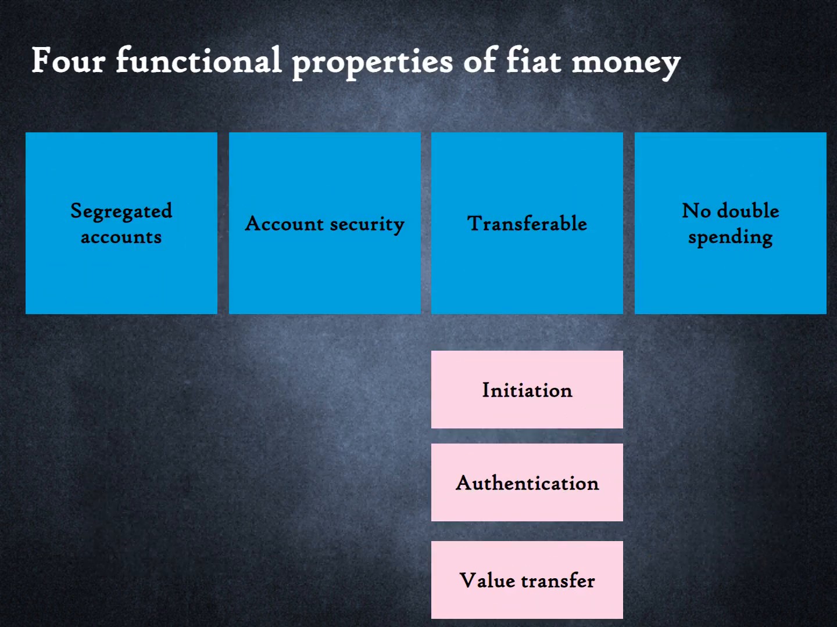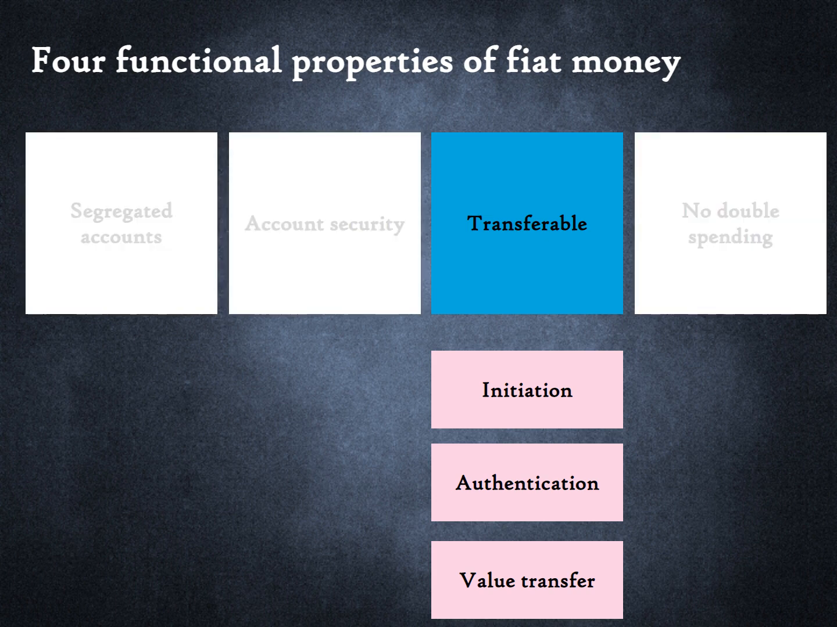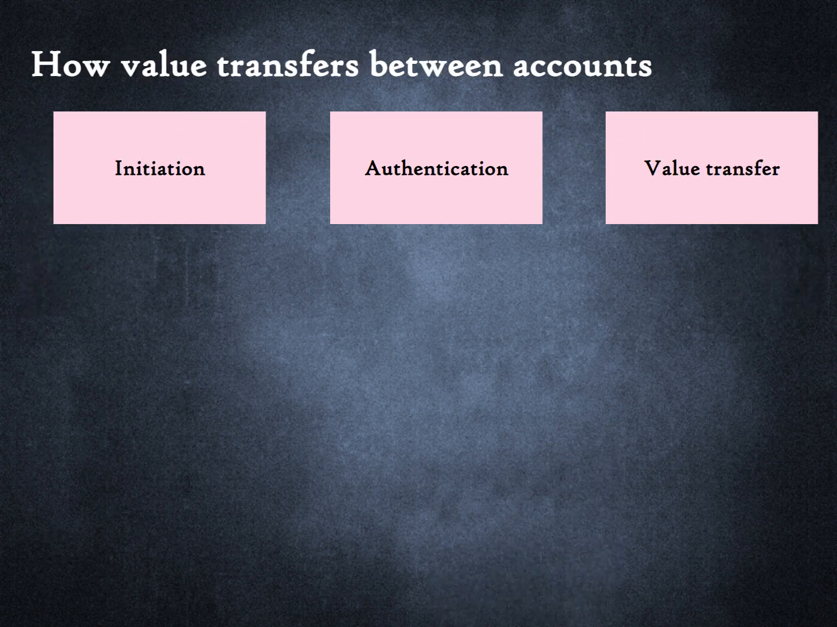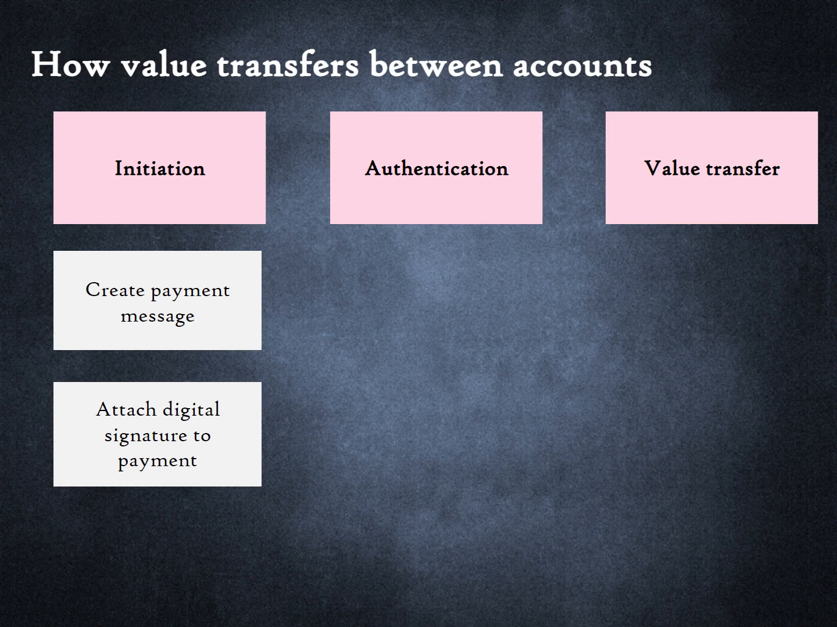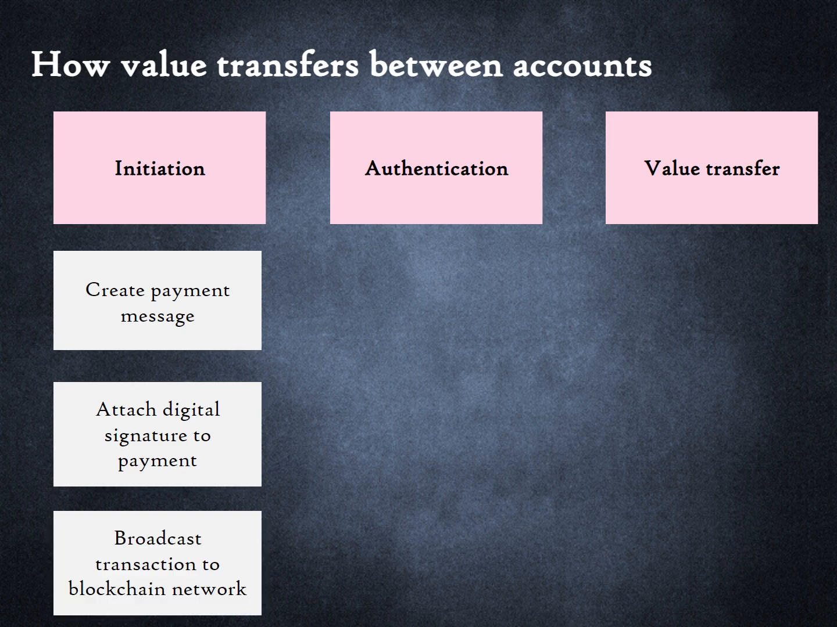We are currently in the process of learning about how cryptocurrencies mimic the 4 properties of fiat currency. We are currently focused on the property of transferability and the 3 steps by which cryptocurrencies transfer between accounts. In the payment initiation step, a payer creates a payment message and attaches a digital signature to it. This step can be done offline. The transaction is then broadcast to the blockchain network.